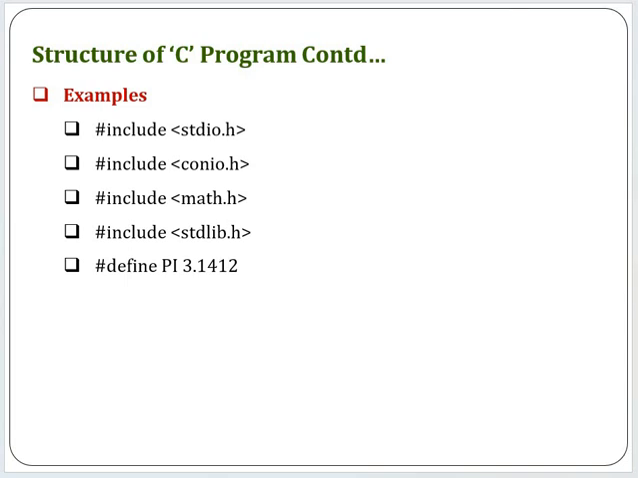And then these are examples, that is #include stdio.h. This we have seen earlier. This directive includes the standard input or output library, which provides functions like printf and scanf for formatted input and output operations. We have seen this in an example. Then #include conio.h. This directive includes the console input and output library, which provides functions like getch for getting a character from the console without echoing it.